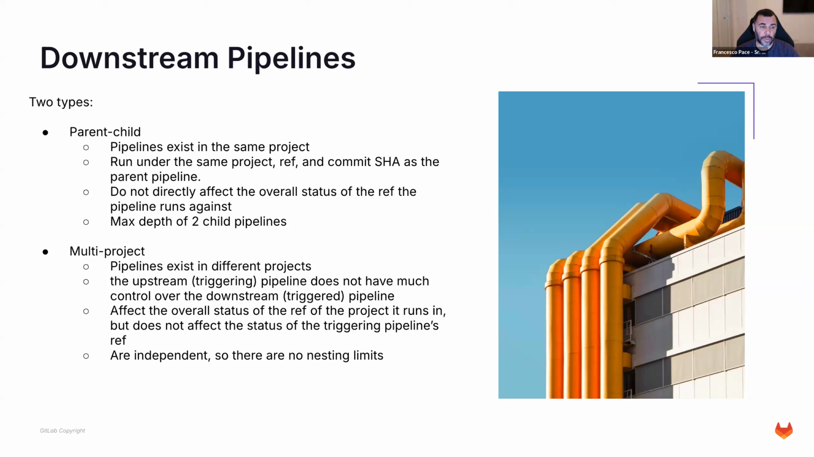Another possibility is to use the multi-project downstream pipelines. In this case, pipelines exist in different projects, so you are triggering a pipeline of another project. And the overall status of the pipeline affects the single pipeline, but not the overall. We can modify this behavior, and we will see. But let's keep in mind that parent-child are strictly related, while multi-project are typically independent. Okay, so there are no nesting limits in multi-project pipelines.